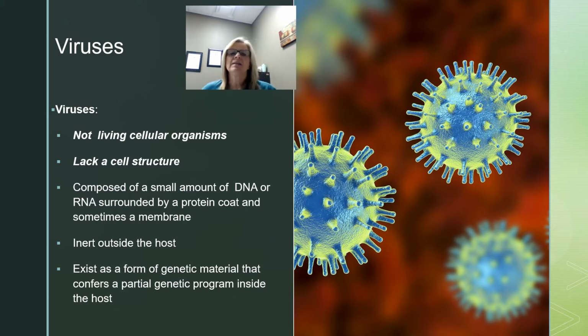They exist at a level of complexity somewhere between large molecules and cells. They're composed of a small amount of hereditary material, which is going to be your DNA or RNA. They can be either one. They're wrapped in a protein covering, and sometimes they have a cell membrane. They're inert, in other words, non-reactive outside of the host.